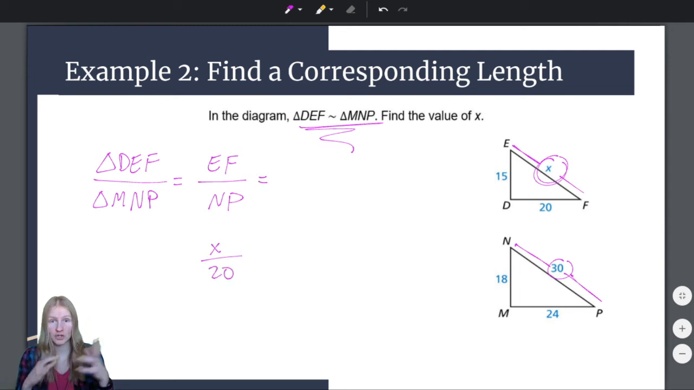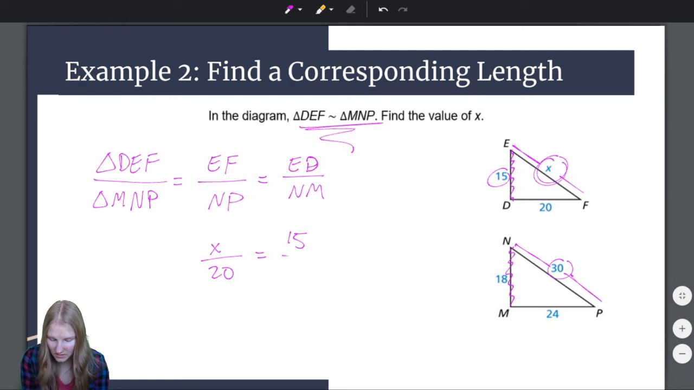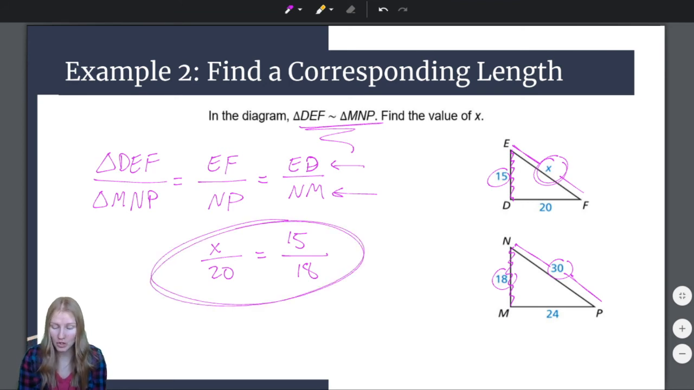And remember our statements of proportionality. Pick another side that you like. Let's do ED. ED is the same as NM. And ED is 15, and NM is 18. Now, I have a proportion involving the side lengths of my similar triangles.